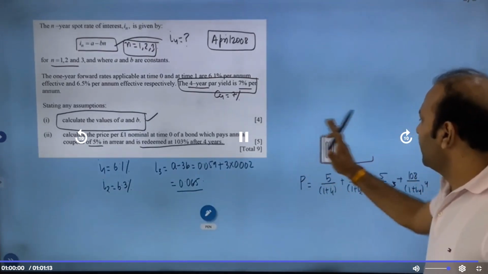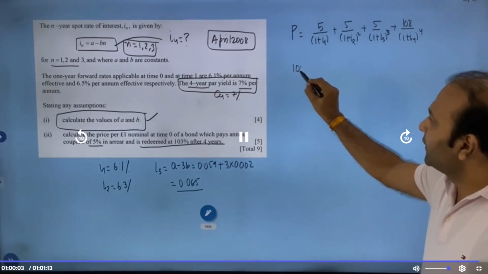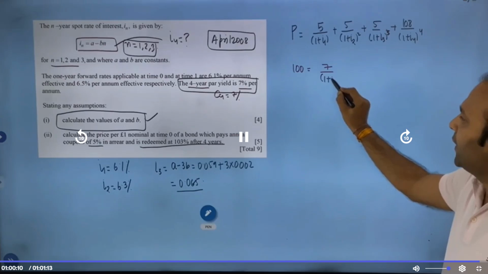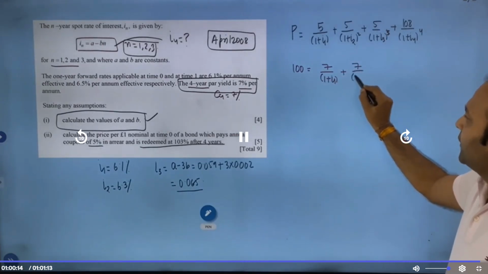So class, let's apply the formula. It is 100 is equivalent to, class, we are taking price 100. So 7% of 100 is 7. 7 divided by 1 plus I1. 7 divided by (1 plus I2) square.